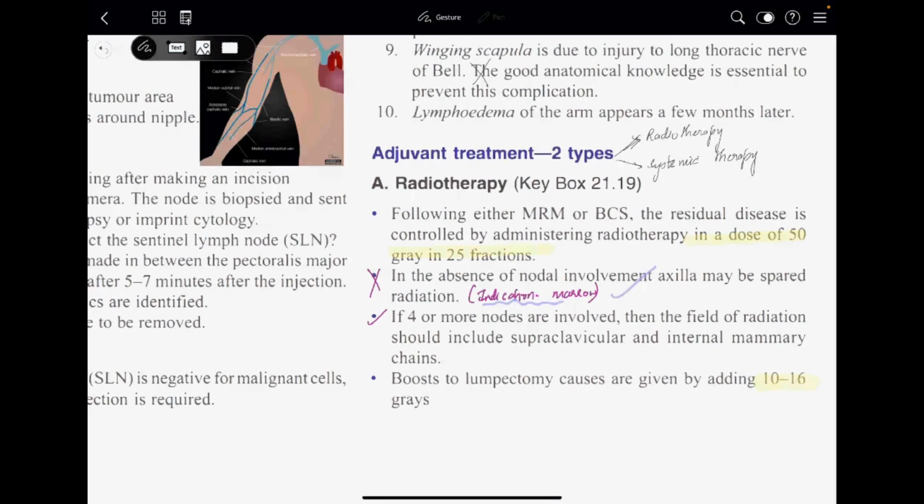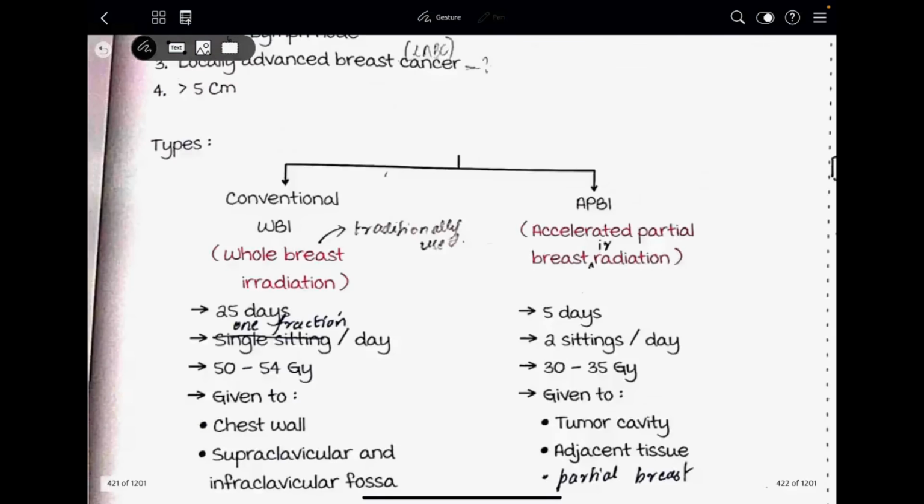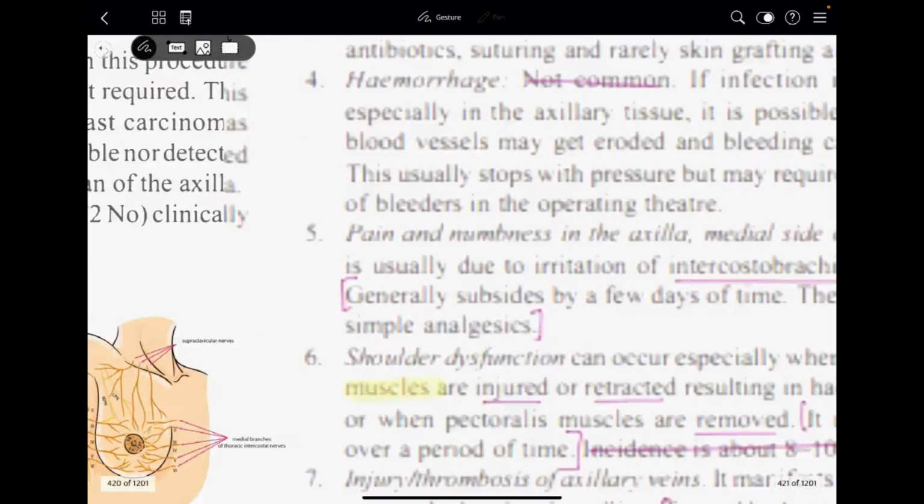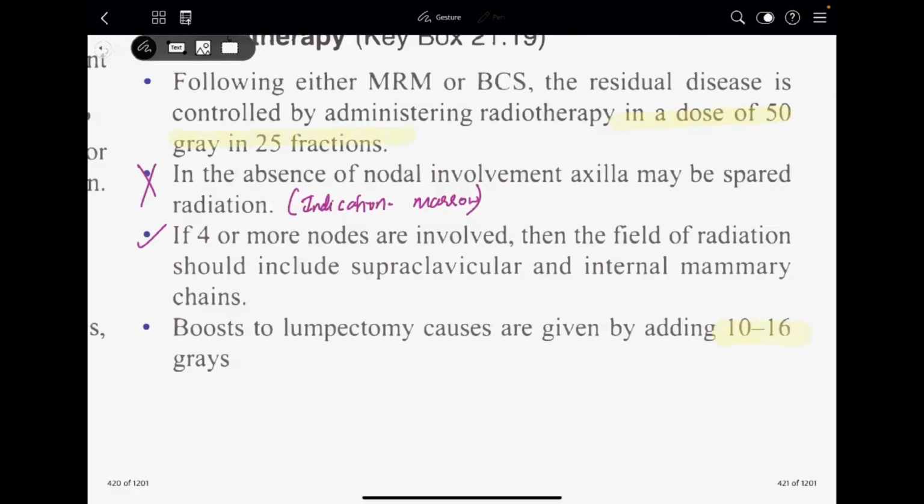If 4 or more nodes are involved, then the field of radiation should include supraclavicular or internal mammary chains. We have said this here. The only extra point given in the textbook is when you involve these structures other than the entire breast, which is when 4 or more lymph nodes test positive. Then you'll irradiate the supraclavicular, infraclavicular fossa and internal mammary lymph nodes. That's it, I guess.